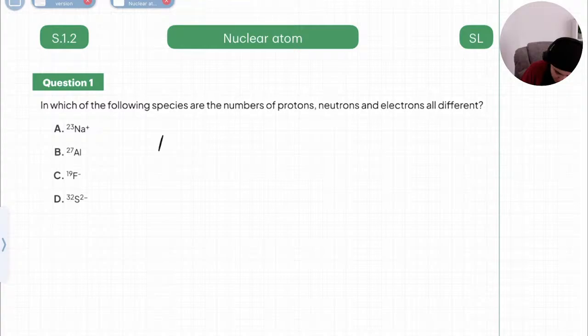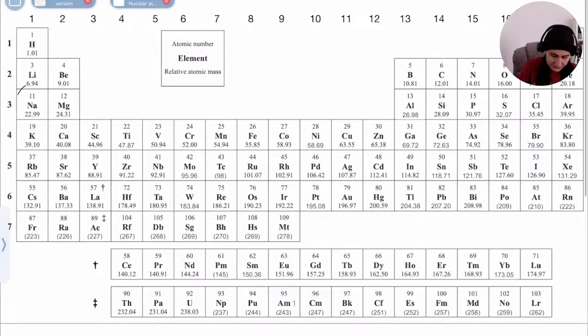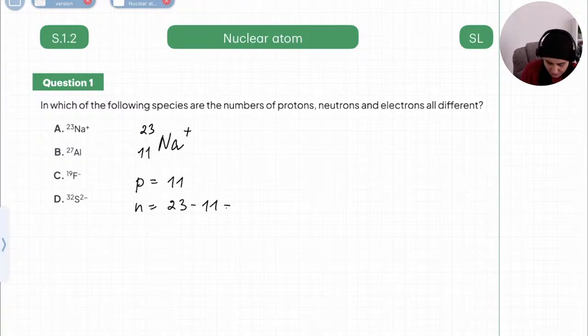Okay, so let's start with sodium 23. On the top you have the mass number, which is the number of protons and neutrons together, plus is the charge, and the atomic number, or the number of protons, we can find from the periodic table. So we go to the periodic table, find sodium, and the atomic number is the top number, 11. And you write it at the bottom so that your life is not too easy, right? So the number of protons is 11. Neutrons would be 23 minus 11, so it's 12. And electrons.